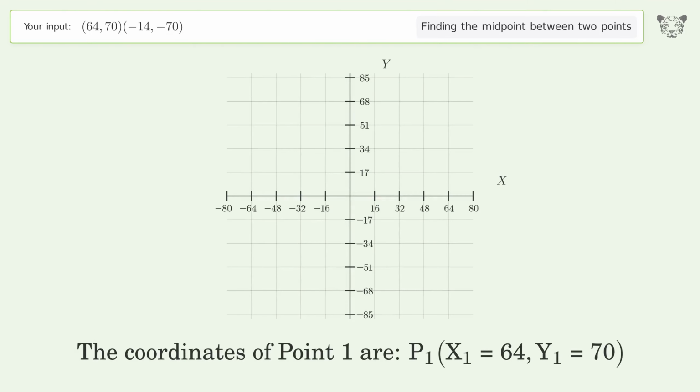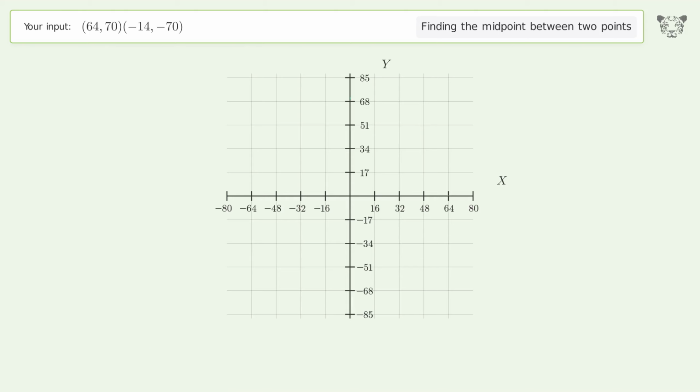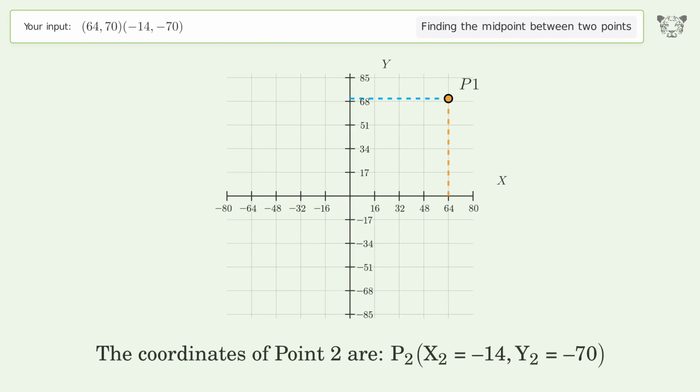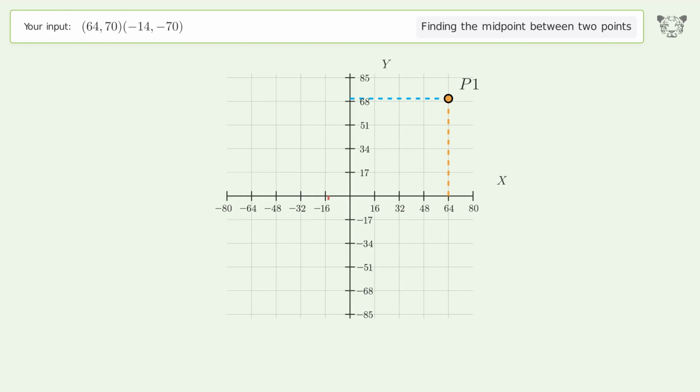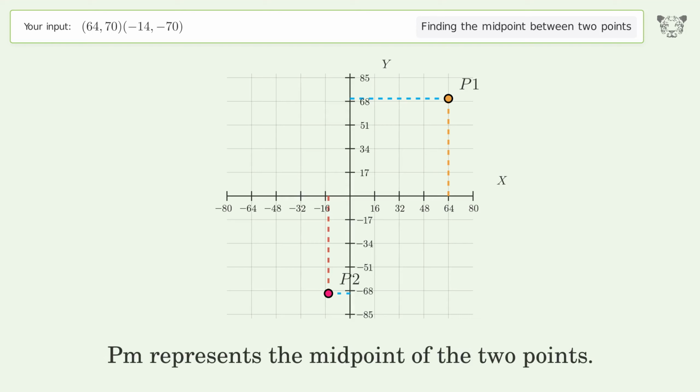The coordinates of point 1 are x1 equals 64, y1 equals 70. The coordinates of point 2 are x2 equals negative 14, y2 equals negative 70. PM represents the midpoint of the 2 points.